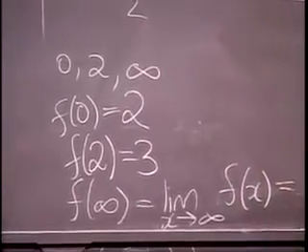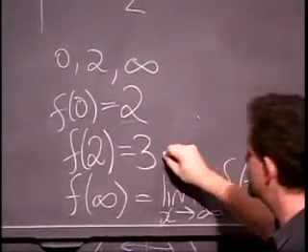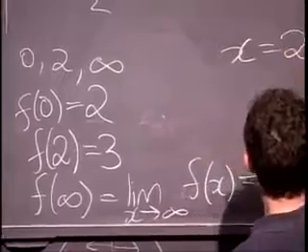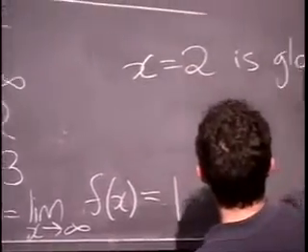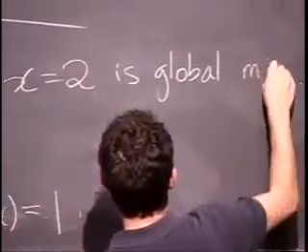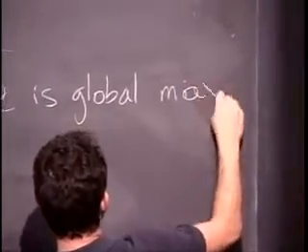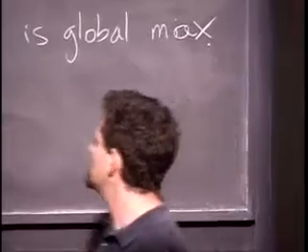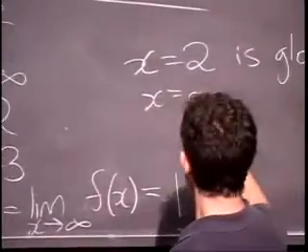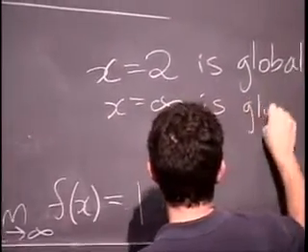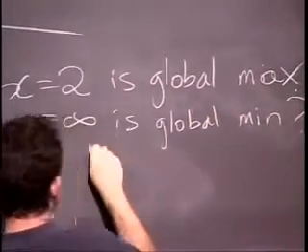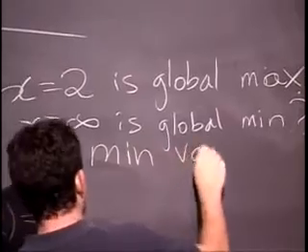So what's the biggest of these values? Well, this is the largest value at 3, so x equals 2 is still a global maximum. Question is, what is the global minimum? Well, according to this, x equals infinity is the global minimum, and the minimum value is 1.